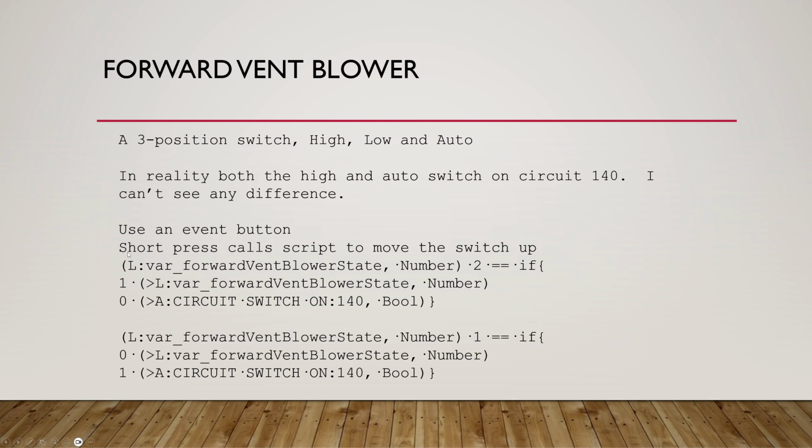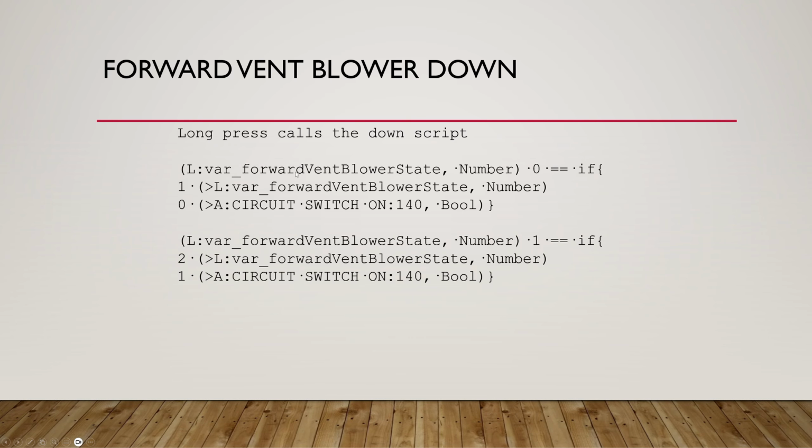So using the event button, the short press calls the script to move it up, and it's the usual thing. If it's in position 2, move it to position 1. Position 1's the middle, so the circuit has to be switched off. If you then move it from the middle to the top position, the circuit's switched on. And then to go down, we're just going to reverse that process. If it's at the top, move it to the middle, switch the circuit off. If it's in the middle, if it's in position 1, move it down to position 2 and switch the circuit back on again. So this is the auto setting. And that's it really.